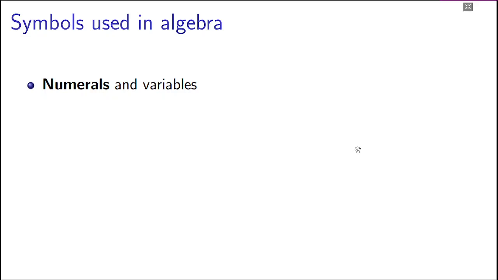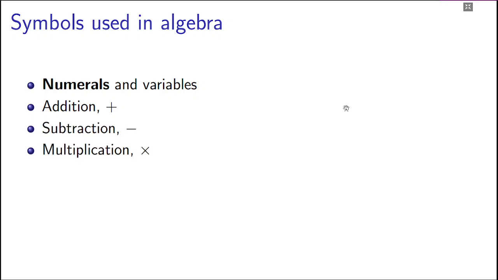First, we have numerals and variables. Numerals are just symbols that represent numbers. There are many ways to write numbers, but as mathematicians, we have settled on the Hindu-Arabic numeral system, which is the numbers that we are all used to. And you have arithmetic operation signs, like addition, subtraction, multiplication, and division.